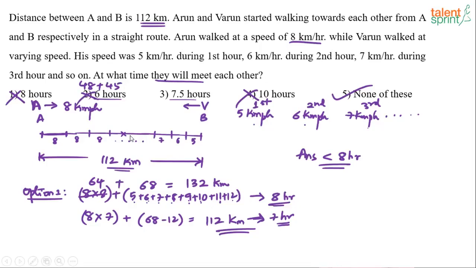Do it for 7.5. How will you do it for 7.5? See, 8 into 7.5 is 60. Here, up to 10 you have to consider. This 12 will not be there and half of this will be there. This is for 6 hours.